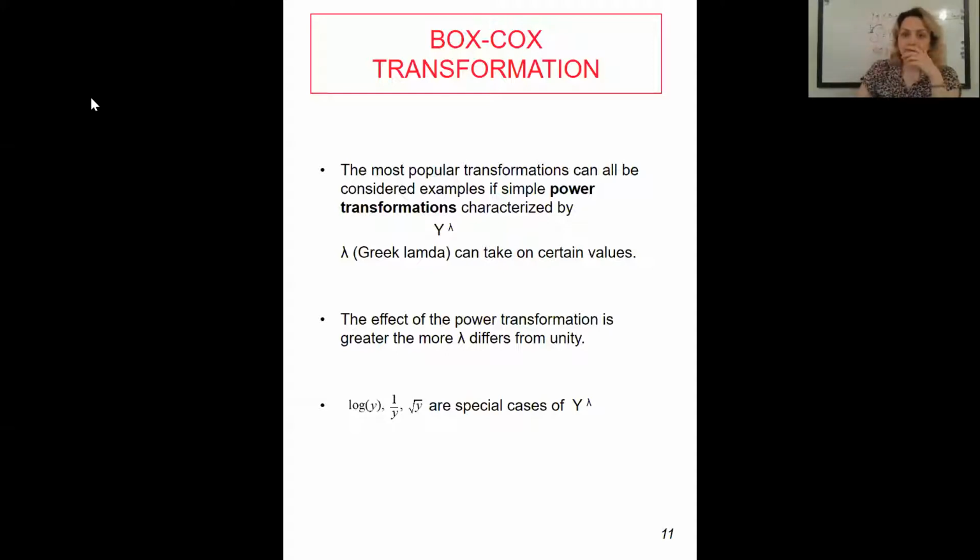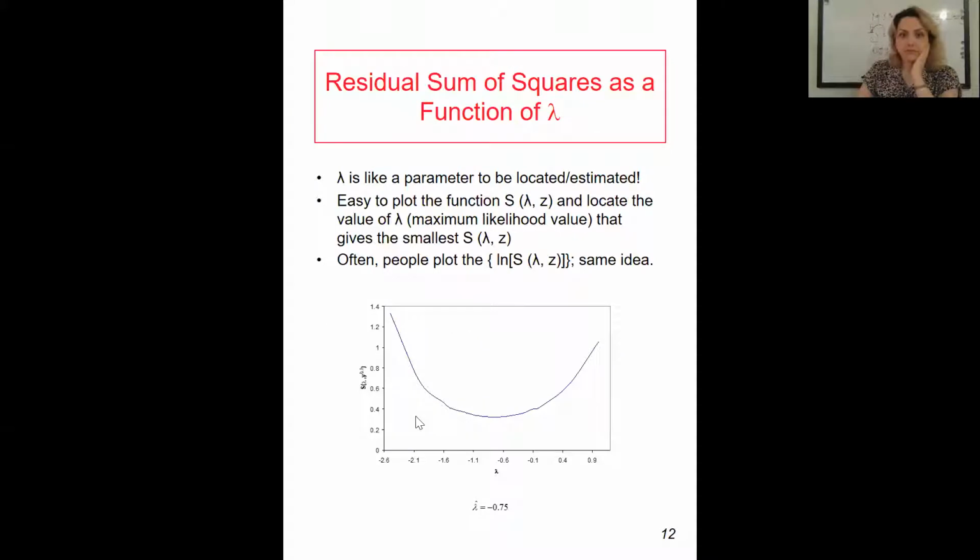But when we are talking about the logarithm of y, 1 over y, and square root of y, these are special cases of y to the power lambda. Basically, if lambda is equal to 0, we go with the logarithm of y. If lambda is equal to -1, it's going to be 1 over y, and if lambda is equal to 1 over 2, like half, 0.5, then it's going to be the square root of y. And this is how we calculate the lambda, like the example we had before.